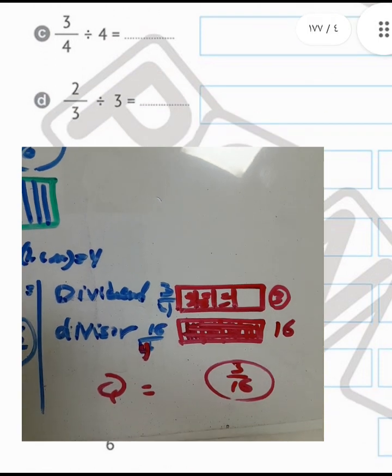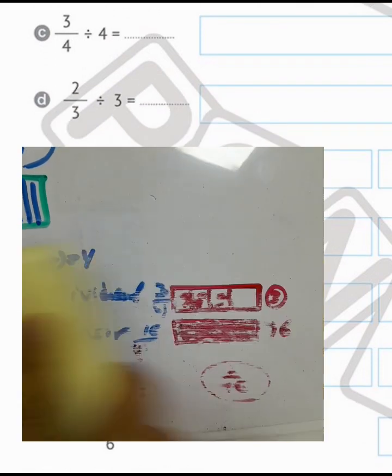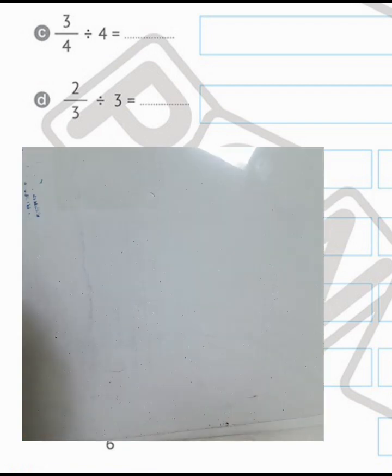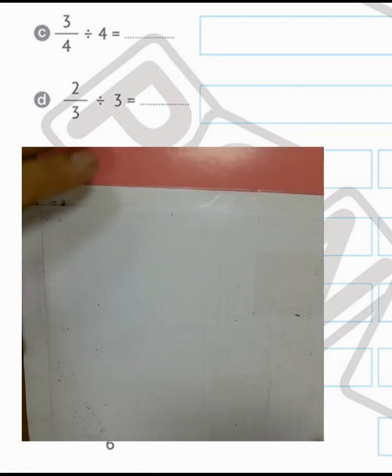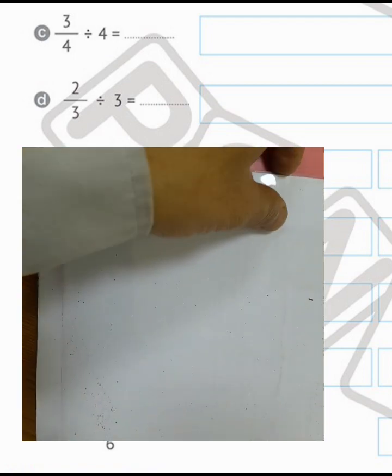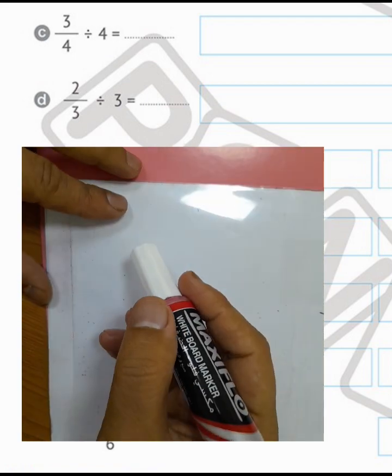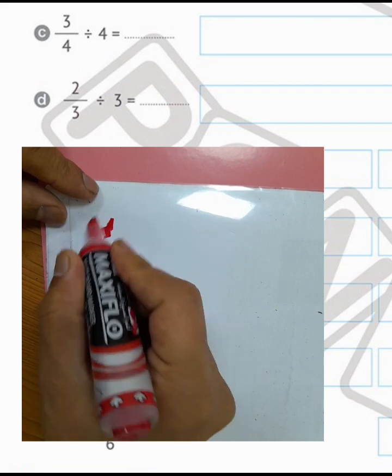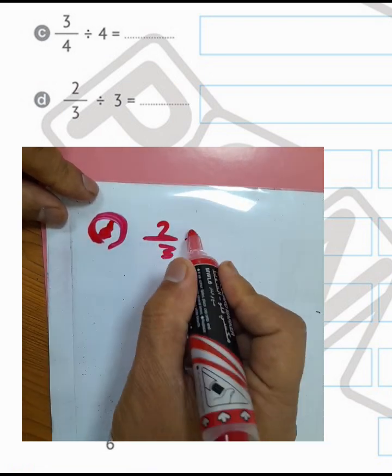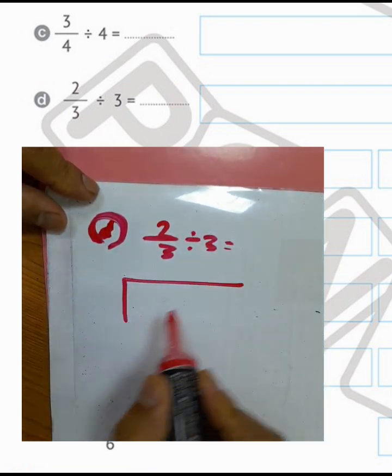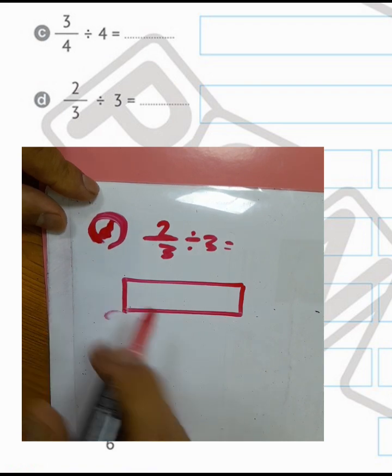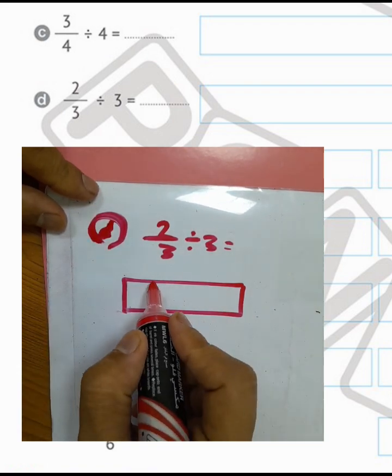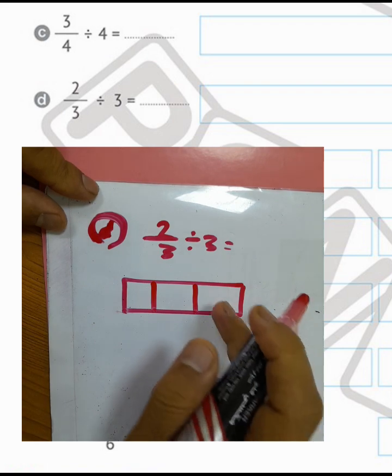Question letter D: 2 over 3 divided by 3. Look with me here. First step, I will draw one model and divide this model into 3 parts. 1, 2, 3.